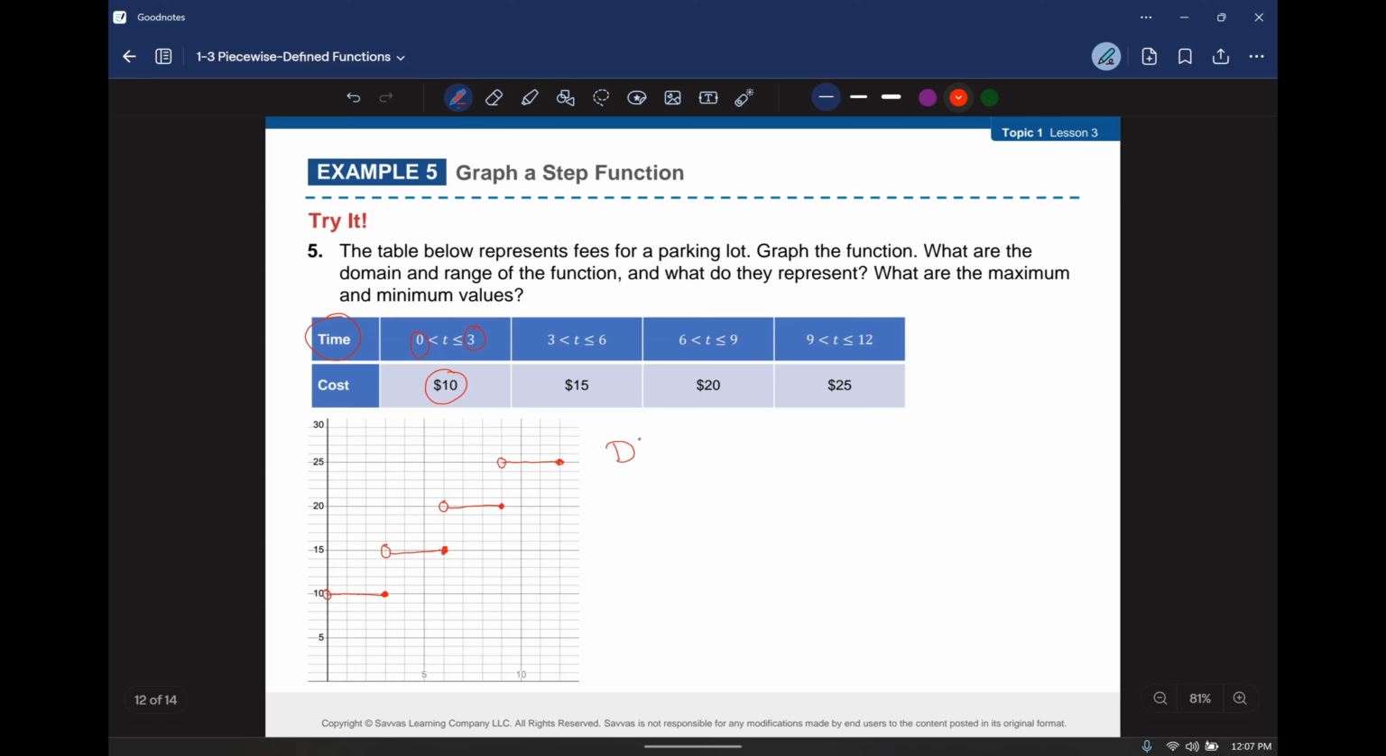So my domain goes all the way from 0 all the way up to 12. So I have 0 to 12. Now, technically, I mean, I guess you could be parked for 0 amount of time, but then it wouldn't really cost you anything. So we will not include that. And that's just my hours in the parking lot.